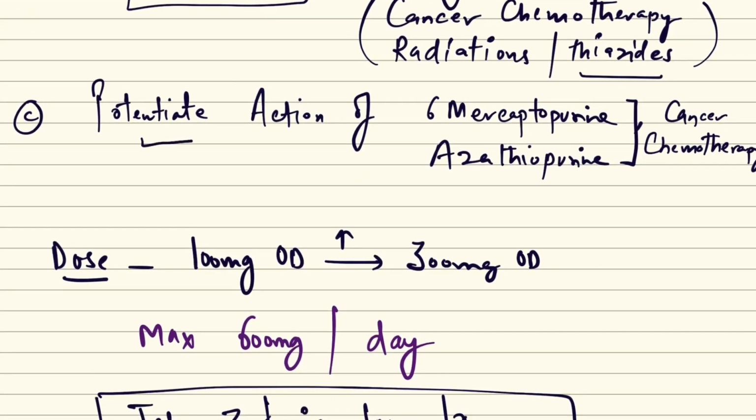Also, as we know, it prevents the degradation of 6-mercaptopurine and azathioprine. So whenever we want to potentiate the action of these drugs, for example in cancer chemotherapy, or whenever we want the immunosuppression action of these drugs, we always prescribe them with allopurinol so that their level remains higher in the blood and the desired action is achieved.